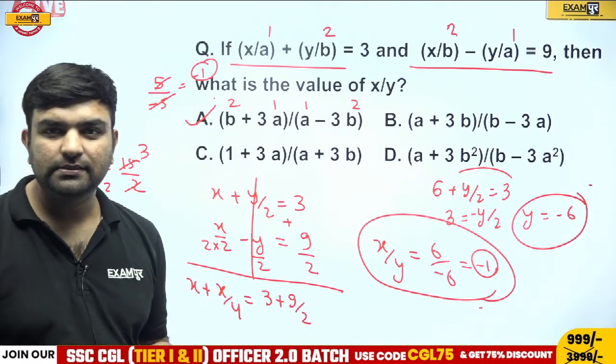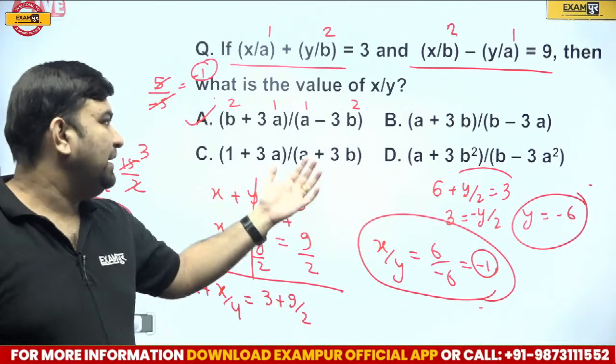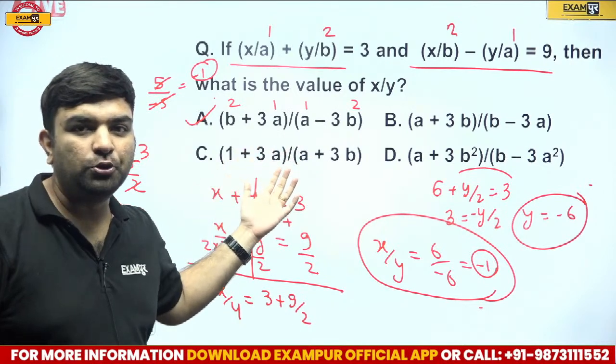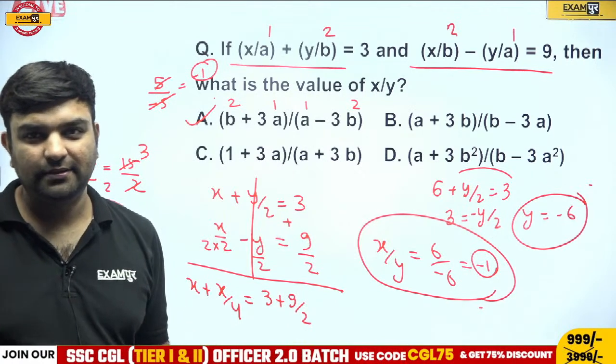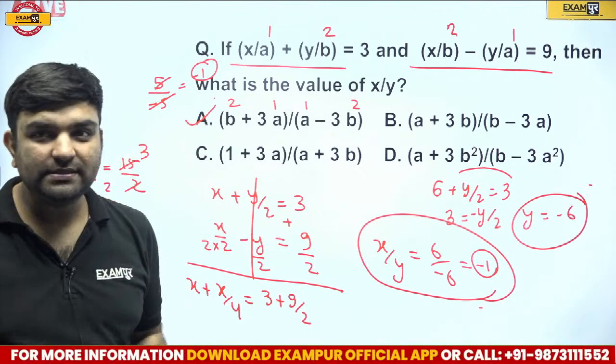Got it? A is equal to 1 and B is equal to 2. You can try, guys. Options can't clash. Perfect.